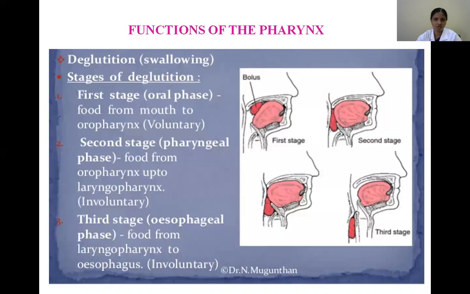Then how is the oropharyngeal isthmus closed? It is closed by the muscle styloglossus first, and then the second muscle, palatoglossus. By the contraction of palatoglossus and styloglossus, the root of the tongue extends upwards, approximating the soft palate, and thereby the oropharyngeal isthmus is closed.